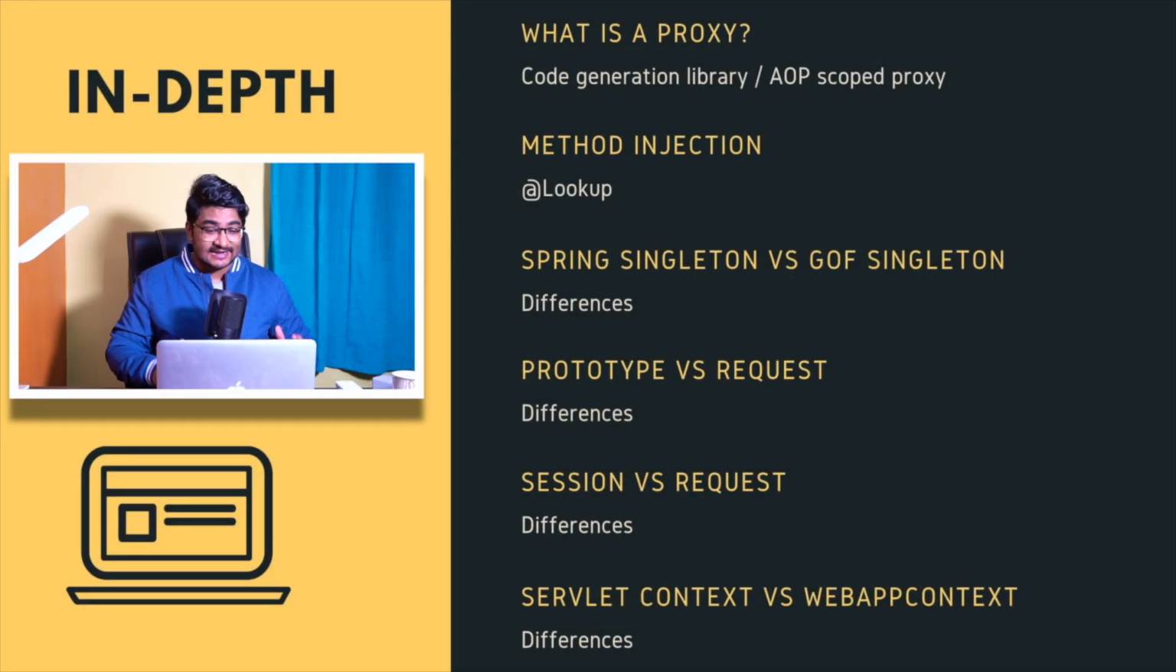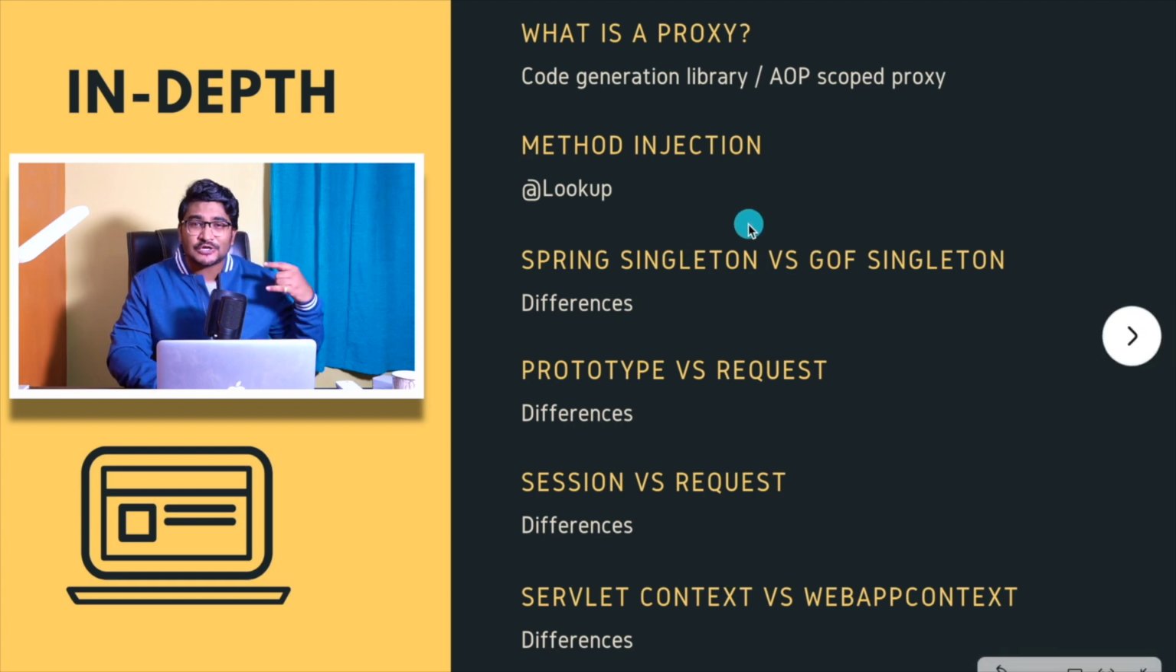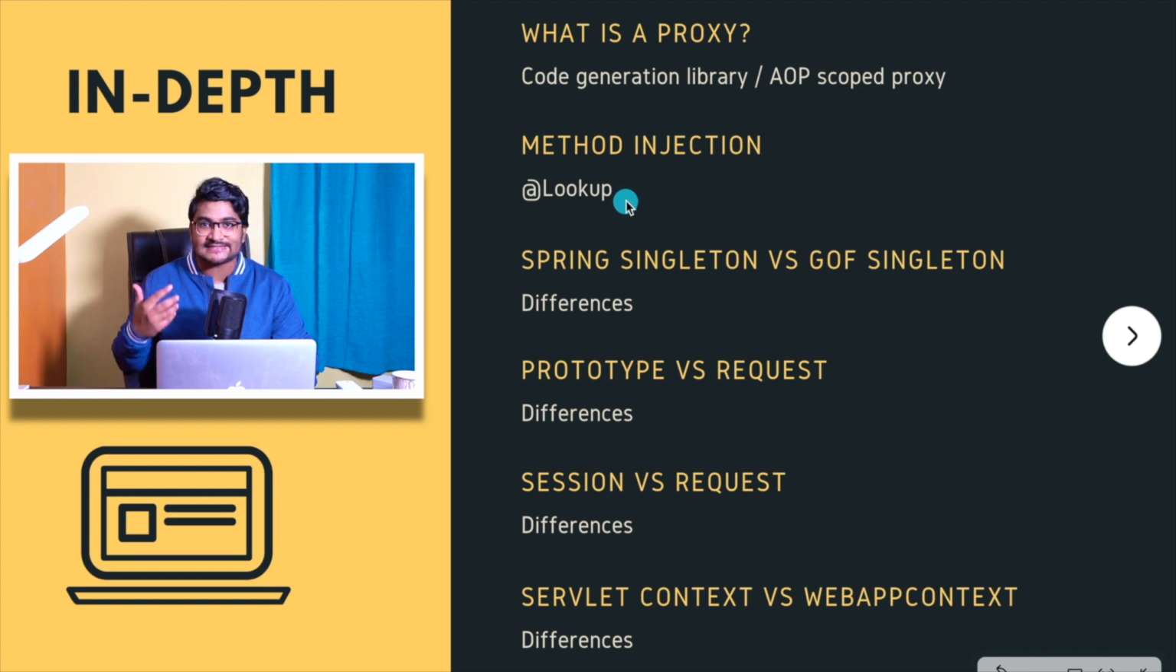Cool. So as I said, this is going to be an in-depth tutorial, right? So not only are we going to learn bean scopes or different types of bean scopes that we have, we are also going to talk about what is a proxy object, what is the code generation library of Spring, or what is CGLIB, what is AOP scoped proxy. We'll also be looking at method injection, what is basically the @Lookup annotation, because this is a very famous interview question. What is @Lookup, what is method injection, all right?